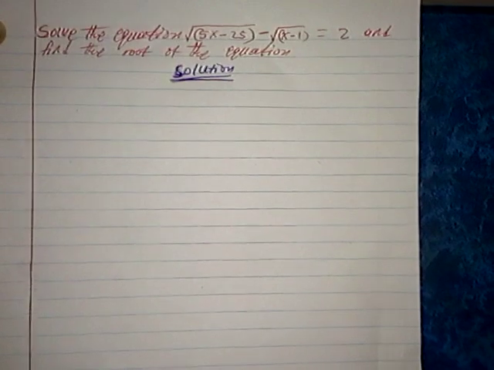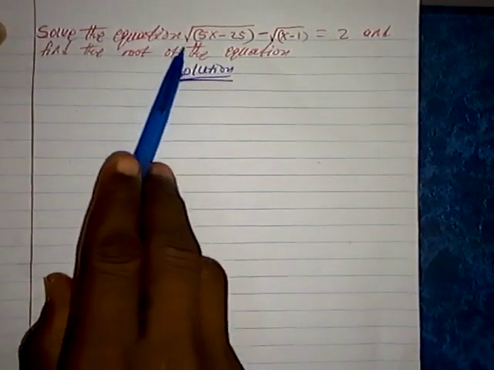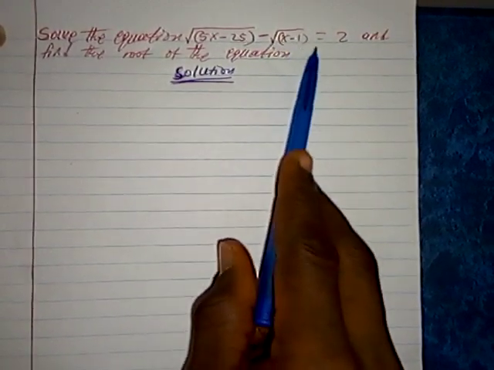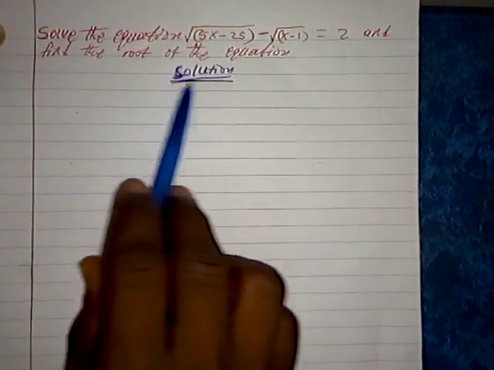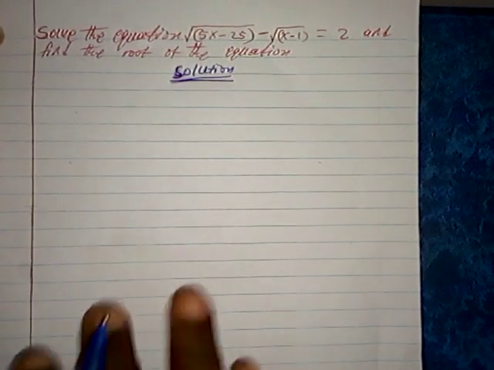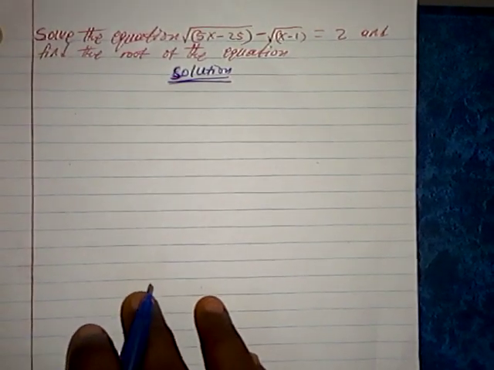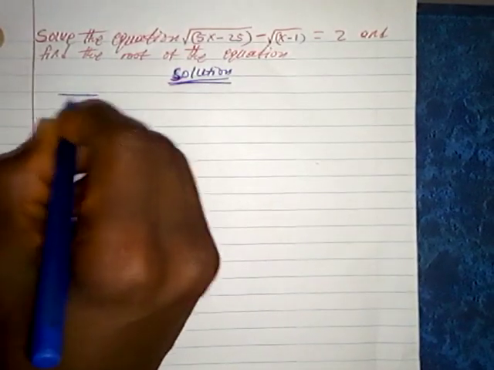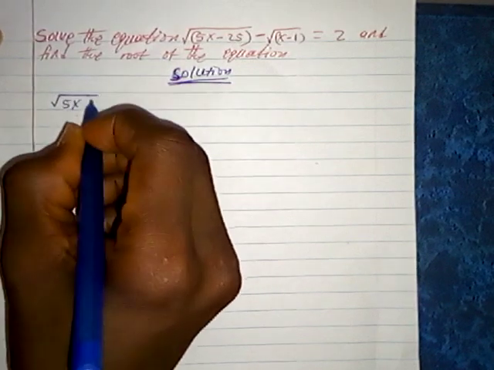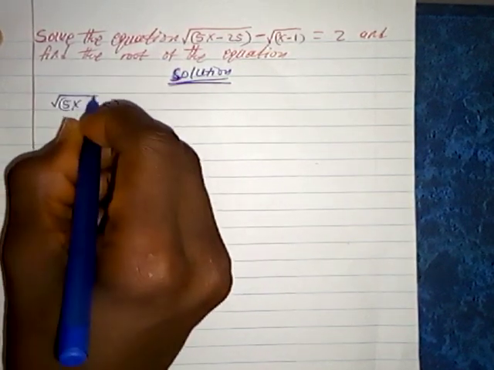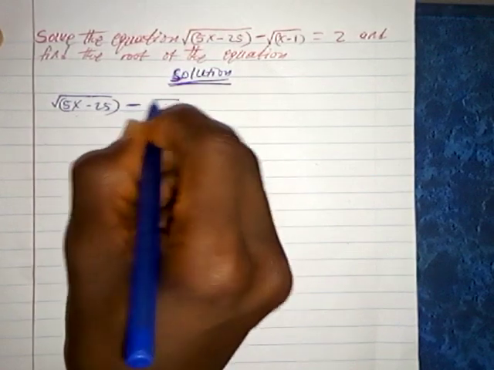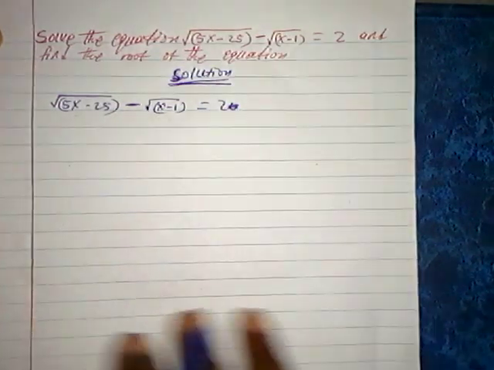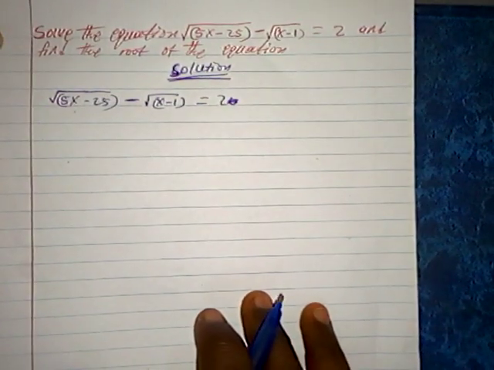Let's solve this simple question, which says: solve the equation, the root of 5x minus 25 minus the root of x minus 1 equals 2, and find the root of the equation. We should find the root. Let's write the equation again: the root of 5x minus 25 minus the root of x minus 1 equals 2. What are we going to do?